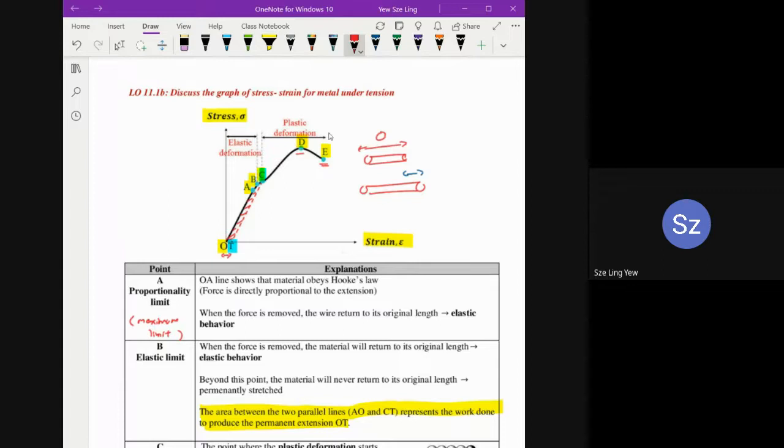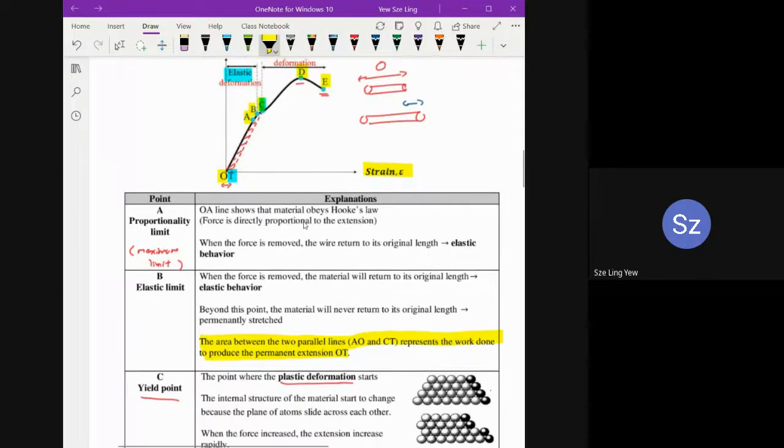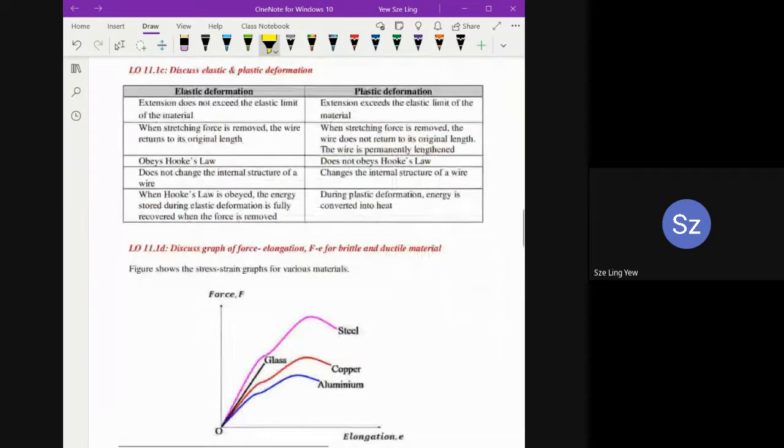Make sure you know which part is elastic and which part is plastic. Sometimes the question will ask you to label, and sometimes it will ask you to explain. Elastic deformation means the object can still go back to its original shape. Plastic deformation means it is permanently stretched. This table tells you the difference between them. For elastic deformation, the extension does not exceed the elastic limit, while plastic deformation exceeds the elastic limit.